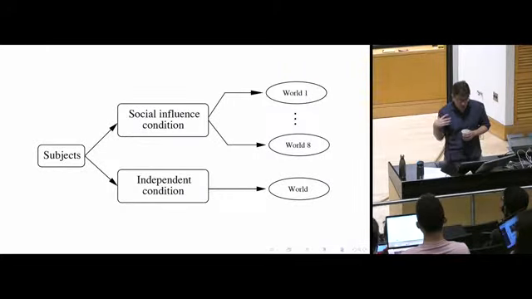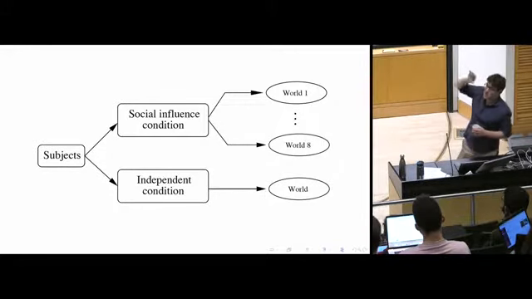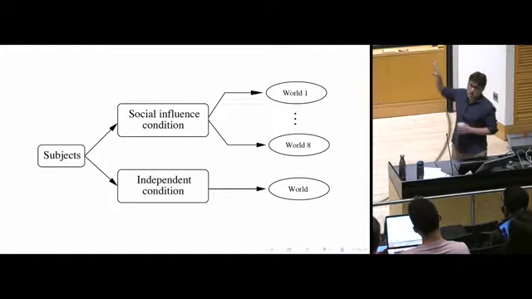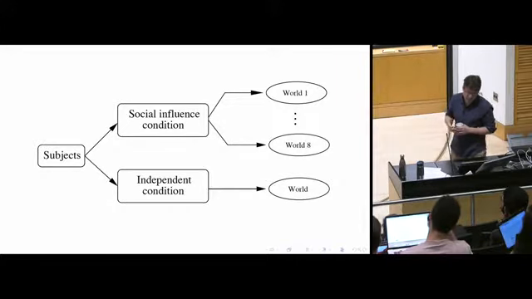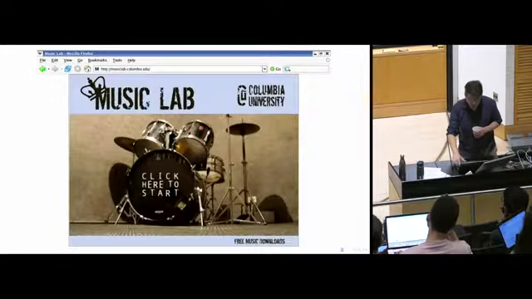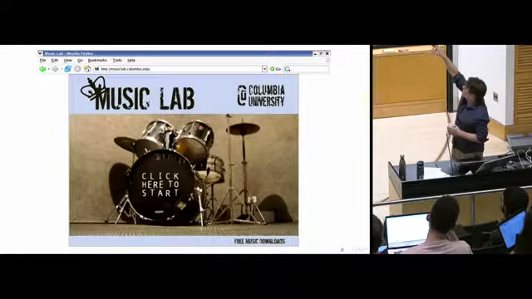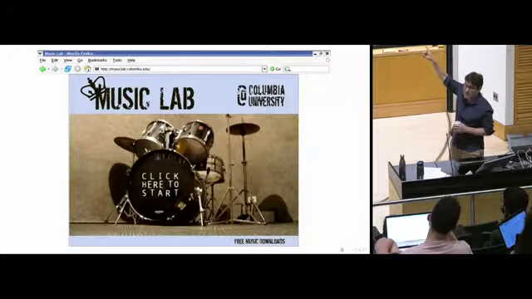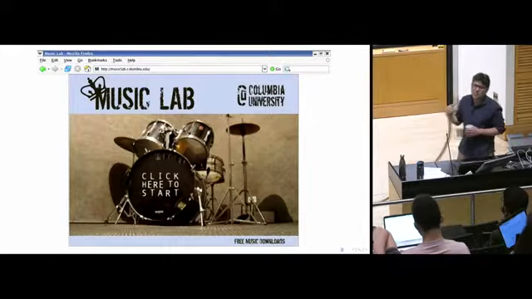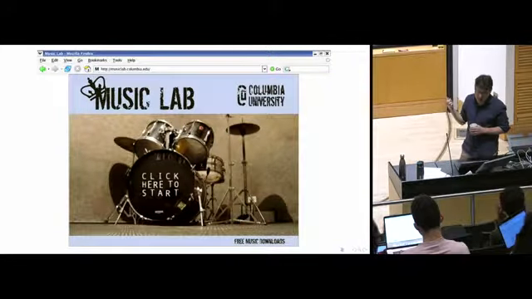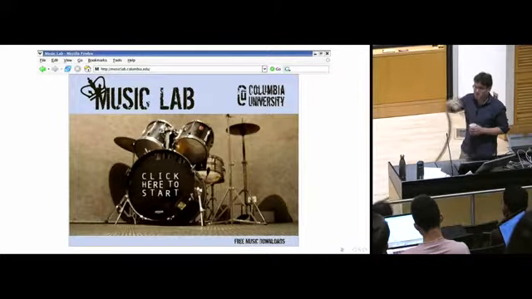So behind the scenes, what the subjects did not see was that they were randomly assigned to these conditions. So to be clear, they did know they were in an experiment. They did fill out a consent form. We actually very explicitly made it look like an experiment. We put Columbia University really big. We put Music Lab, like the lab part was really big, because in this particular setting, we thought that the fact that it was a scientific study added legitimacy to it.